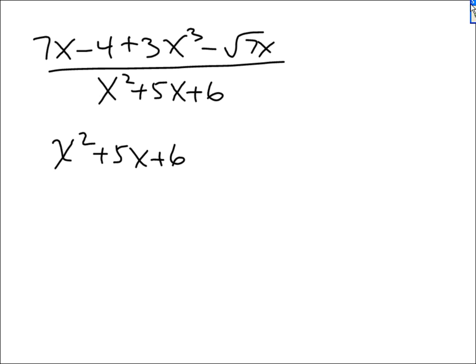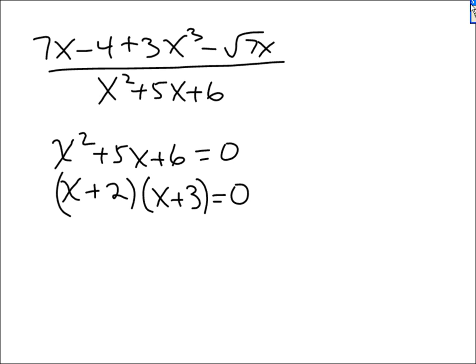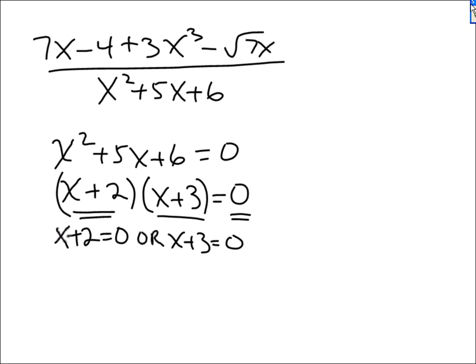Okay, so I want to know when the bottom is 0. This fact, done this a few times already: x plus 2 times x plus 3 equals 0. If this times that equals 0, then either x plus 2 equals 0 or x plus 3 equals 0. If neither of those were 0, notice please I'm not underlining x. You see what I'm underlining.